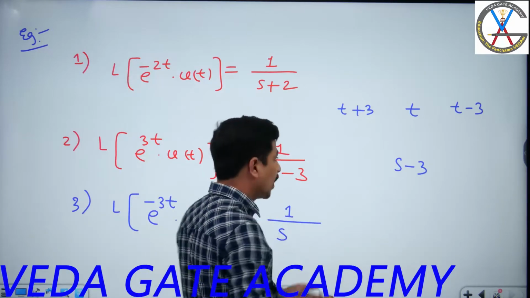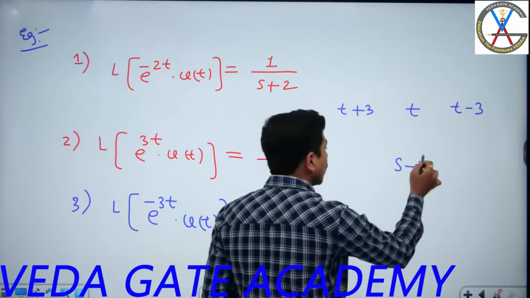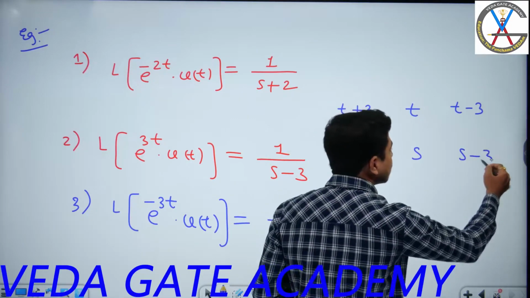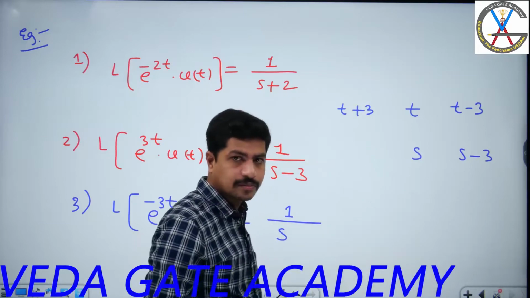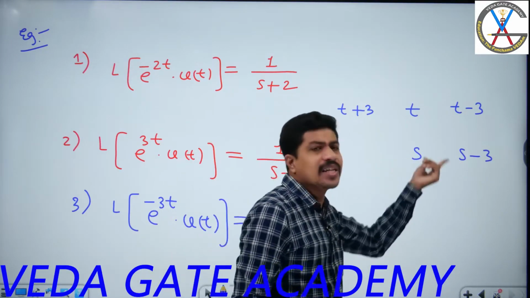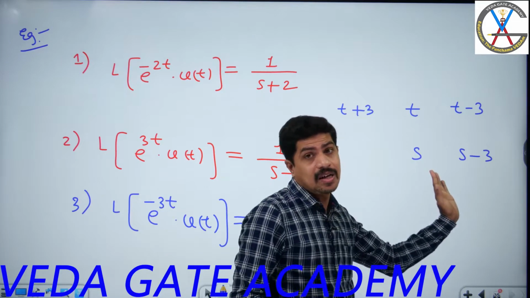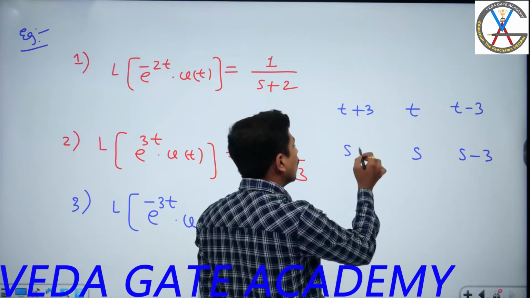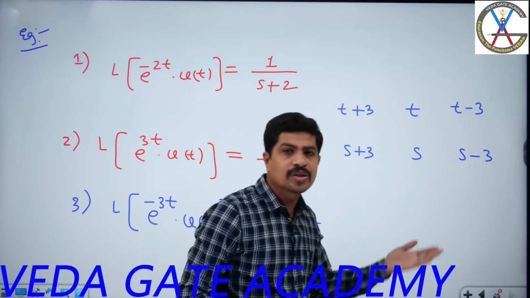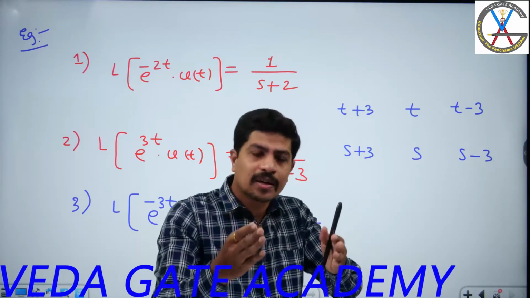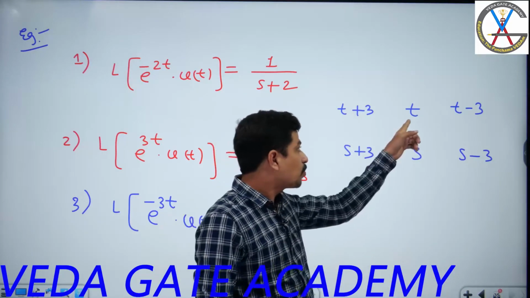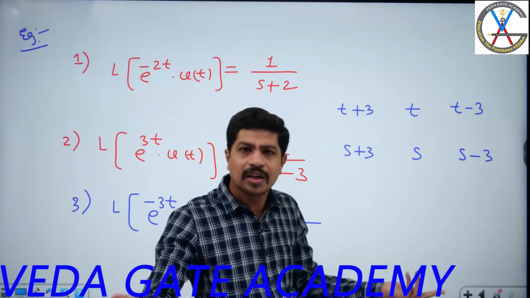In frequency domain, if s is the variable, s minus 3 is right shifting. Yes, I can't show the waveforms here. But variable is s. Instead of t, just I'm taking s. This is a right shifting. This is left shifting. Yes or not? Time shifting and frequency shifting. If frequency corresponding variable is shifted, it is called as frequency shifting. If time corresponding variable t is shifted, it is called as time shifting.